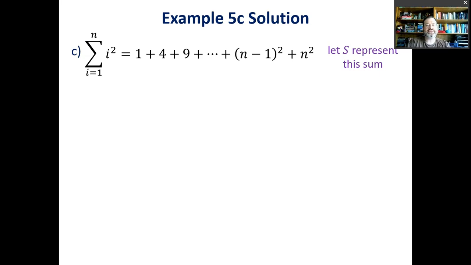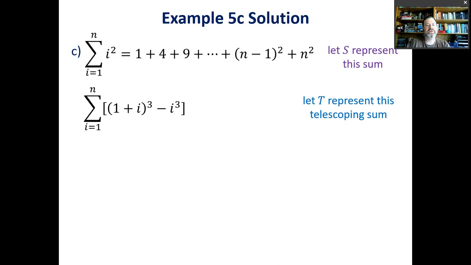So what we have here is the sum of the i squareds, right? 1 plus 4 plus 9 plus n minus 1 squared plus n squared. So we're going to call this guy S again, not the same S as before. It's a new problem. And then what we're going to do is come up with a technique for finding that value using algebra.